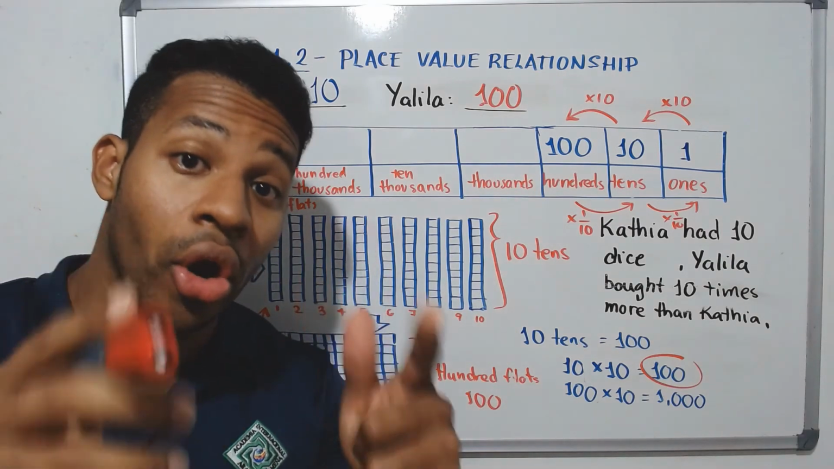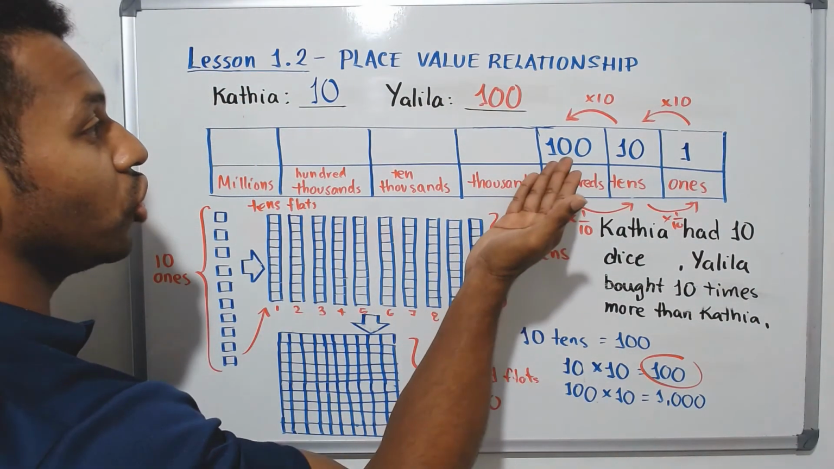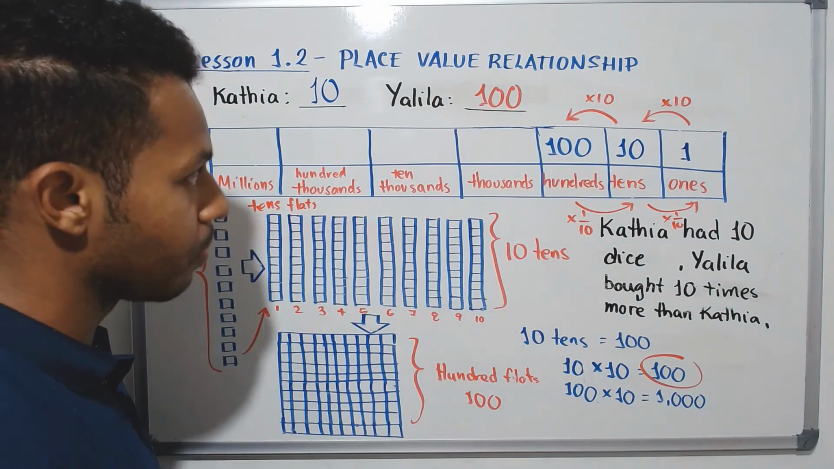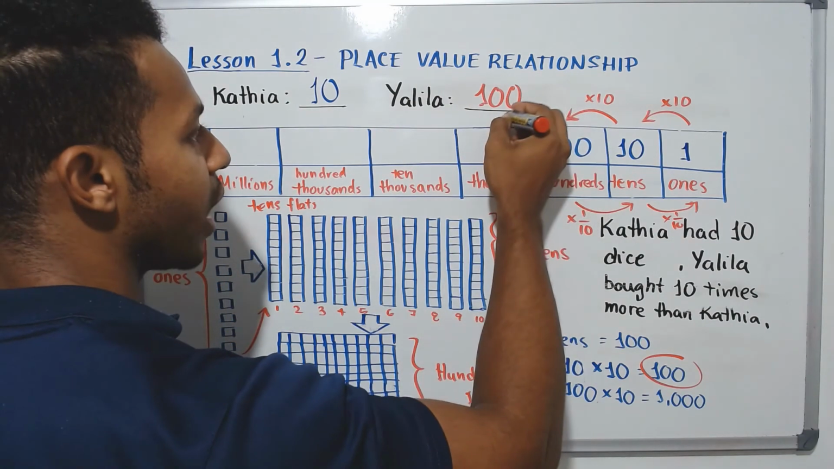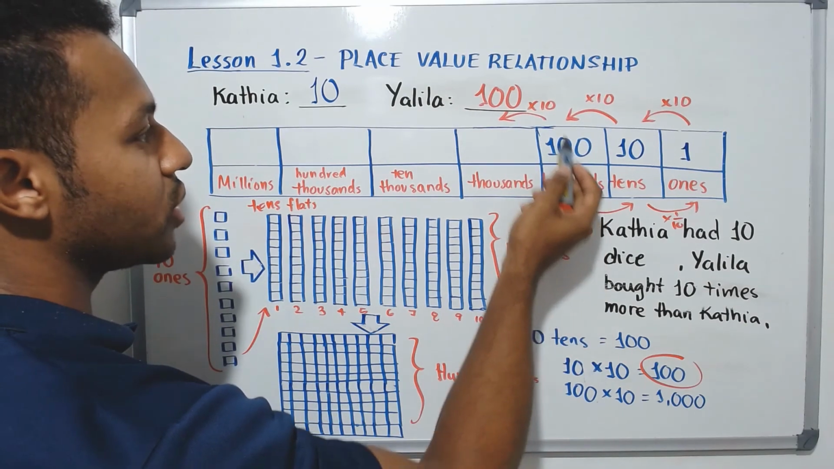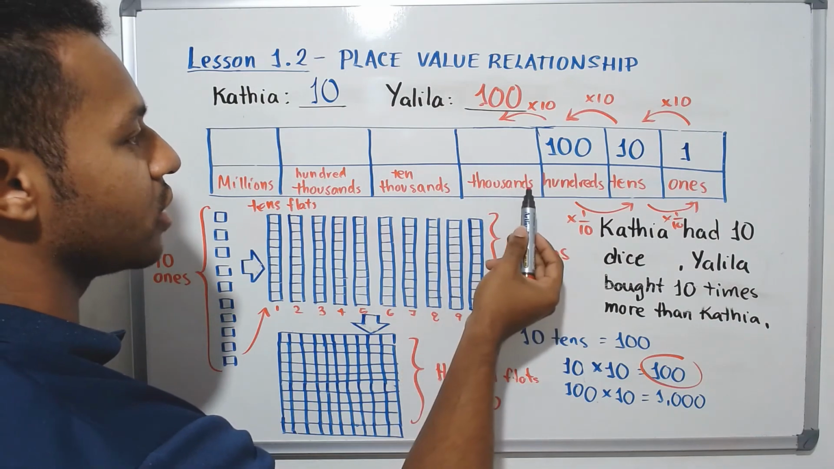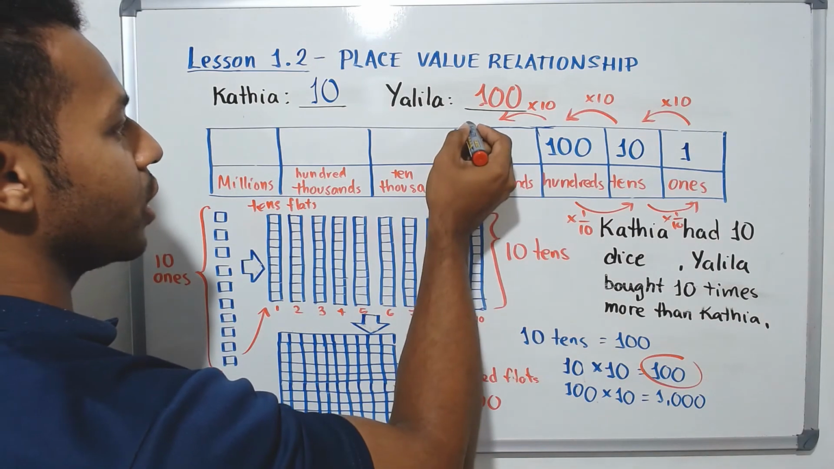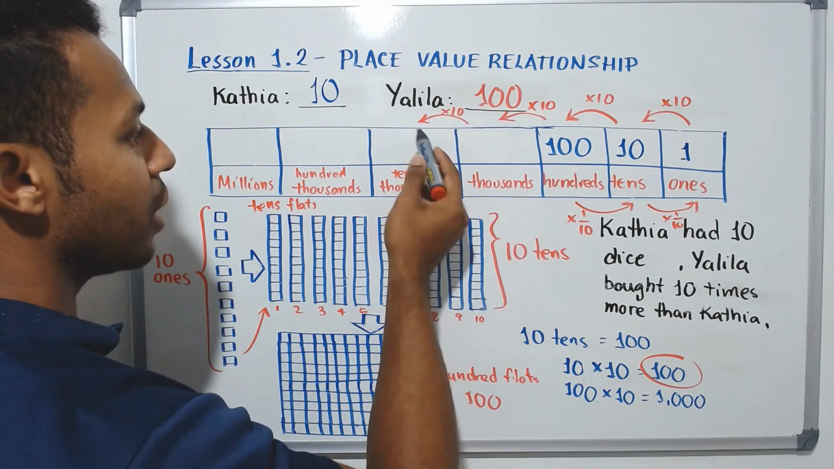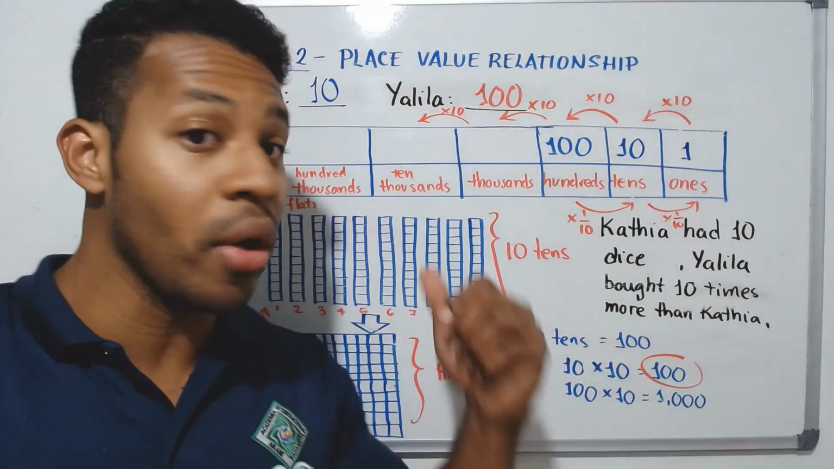Now it's your turn to complete the chart and continue the pattern of the relationship in the place value. Continue multiplying times 10. So if we multiply 100 times 10, we get the next place, the thousands place. And if we continue, multiplying the thousands place times 10, we get the ten thousands place. So now it's your turn to complete the chart.